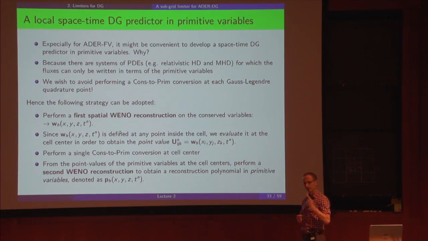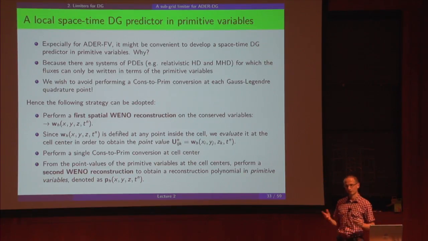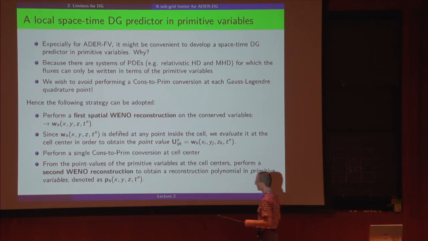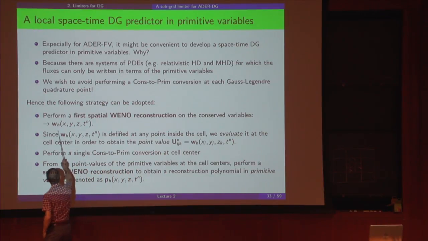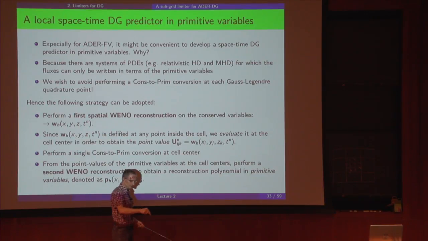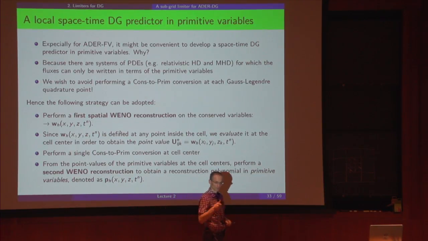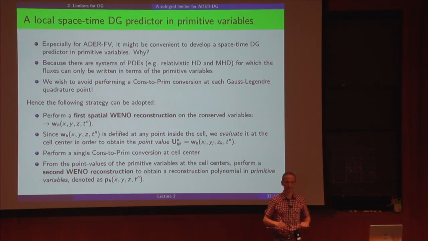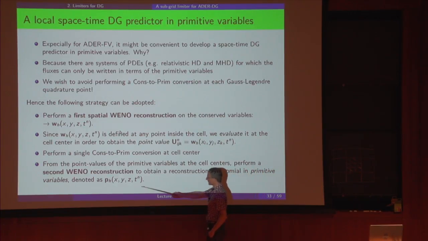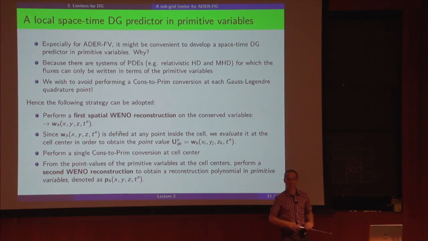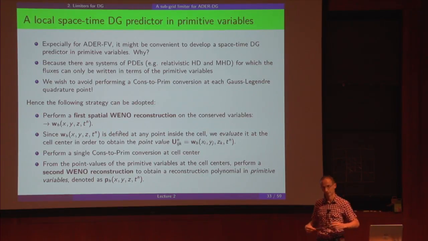So I am on the subgrid, if you wish. I perform a first spatial Wiener reconstruction of the conserved variable, as I usually do in the finite volume context, and I get a polynomial WH in conserved variable. However, the polynomial is defined everywhere, so I can compute it in the cell center, make a single cons to prim conversion, just one for that cell, right? So I will get the corresponding number, and then I will perform a second Wiener reconstruction to obtain a polynomial in primitive variables, right? A polynomial in primitive variables, not in conserved.